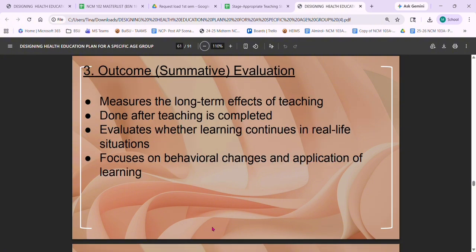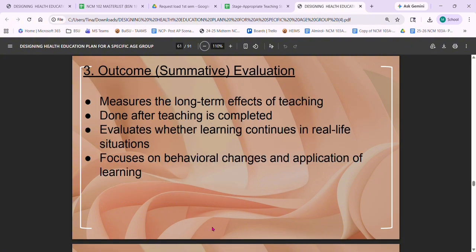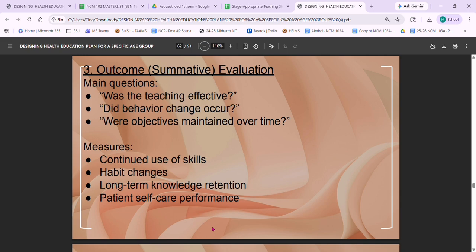Now, when you say outcome evaluation or your summative, from the term summative, it measures the long-term effect of the teaching done after teaching is completed. So evaluation, whether teaching learning continues in real life situation and focus more on the behavioral changes and application of learning. Okay, so summative, from the term sum, was the teaching effective? Did behavior change occur? Okay, were objectives maintained over time? Okay, so gaya ng sinabi kanina, long-term effect of teaching. Okay, ang chinecheck mo sa summative evaluation, it measures continued use of skill, habit changes, long-term knowledge retention, and patient self-care performance.